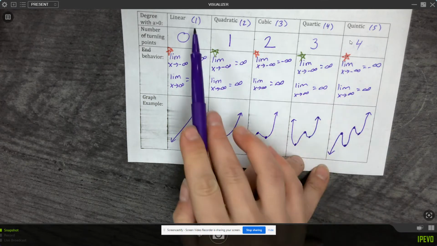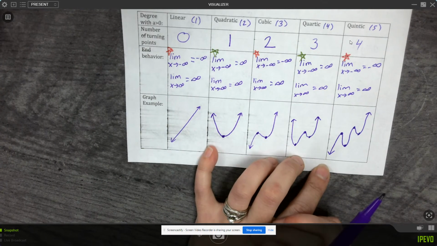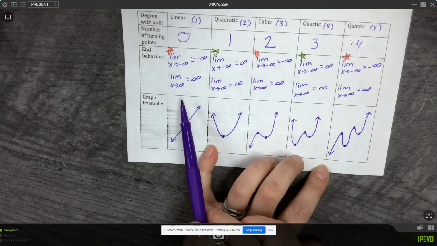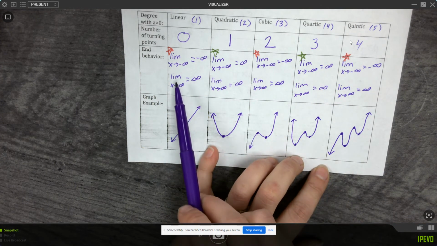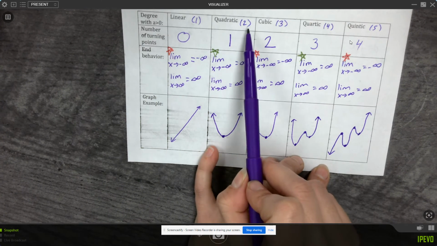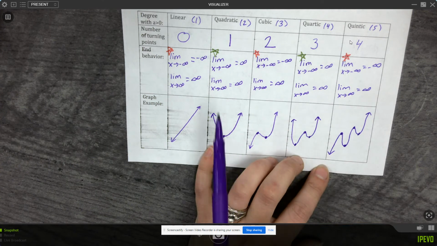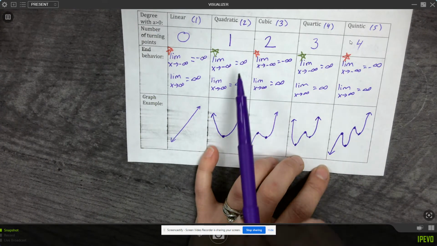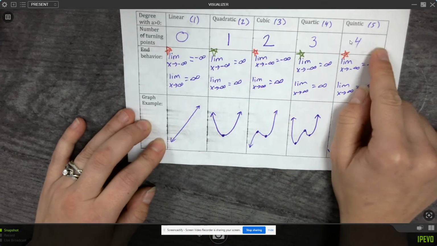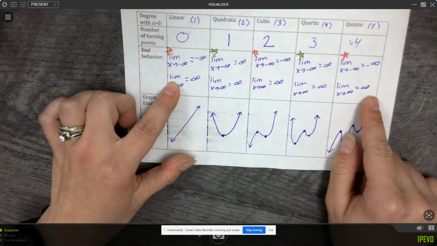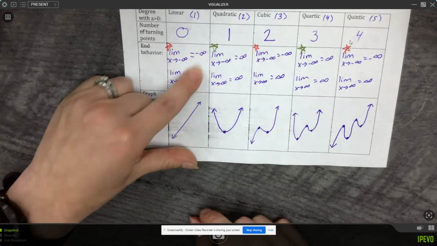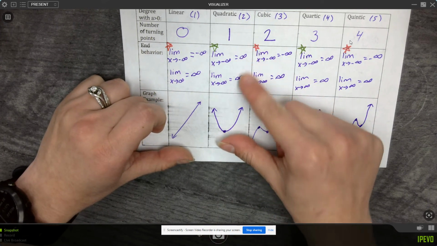Linear, cubic, and quintic are 1, 3, 5. Those are your odd degrees. I starred them because they're the same. Your graphs are different, but the end behavior is the same. And then your even degrees, your quadratic of 2 and your quartic of 4, are different than your odd, but the same from each other. So your graphs all depend on your degree, but your end behavior depends on if it's odd, they're different, or if they're even, they're the same.